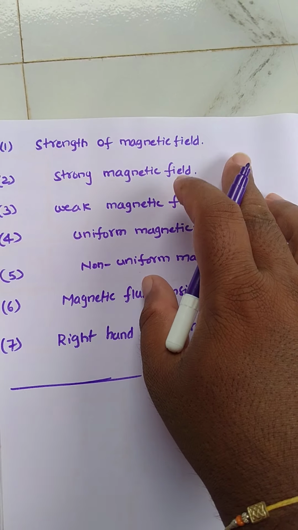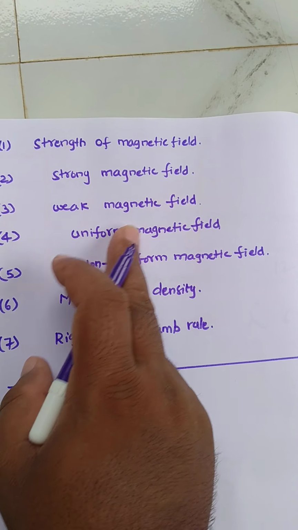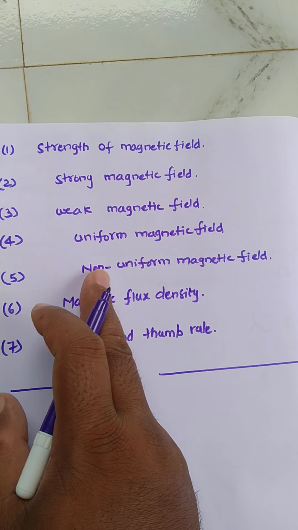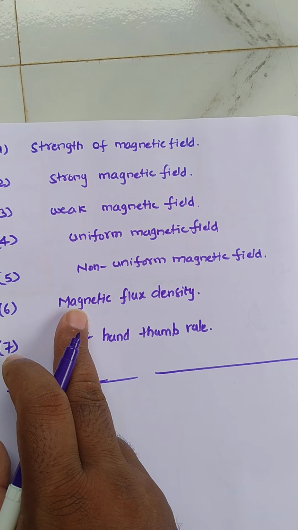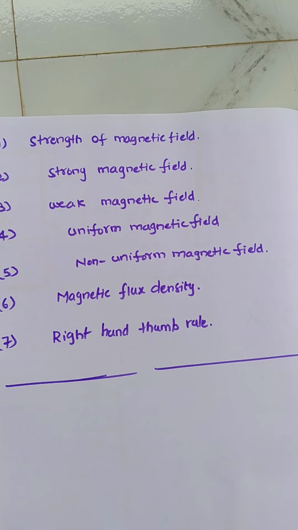The first one is the strength of magnetic field, and the second one is a strong magnetic field. Third one is a weak magnetic field. Fourth one is a uniform magnetic field, and fifth one is a non-uniform magnetic field. Sixth one is magnetic flux density. Seventh one is the right hand thumb rule.